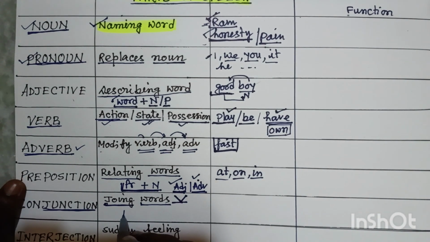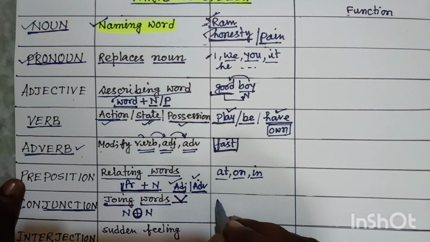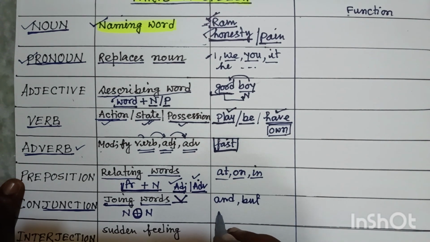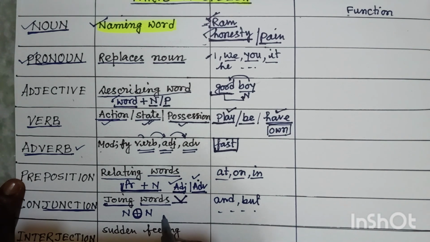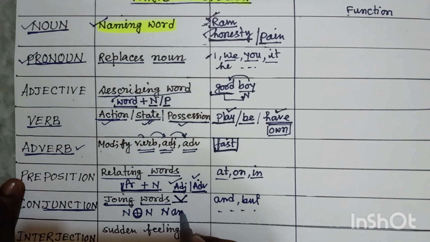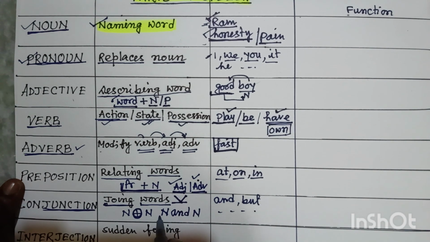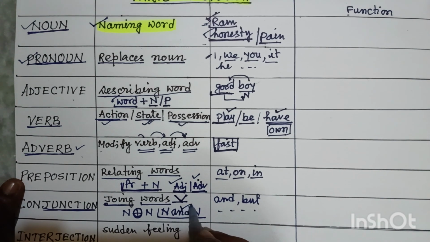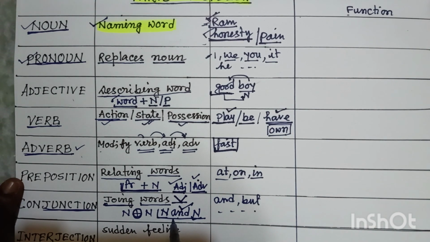Suppose noun plus noun. We will use here one conjunction, normally and, but, etc. And there are many more. Between these two nouns, we are using and. So this term joined these two nouns. That is why it is called conjunction.